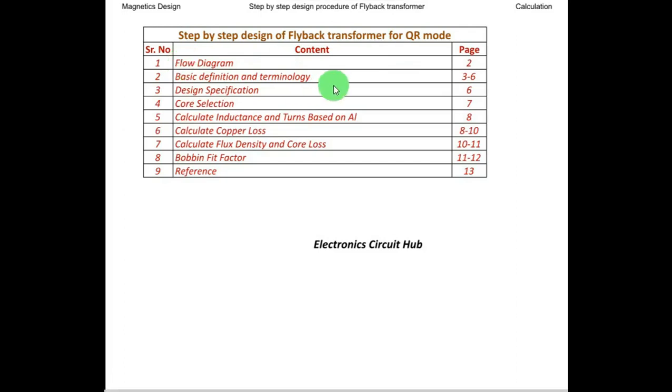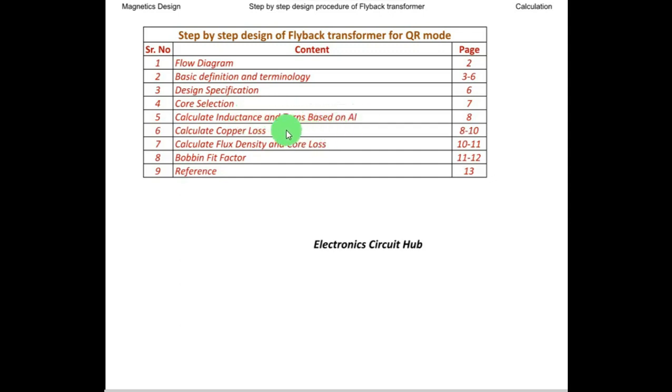I'll also cover the basic definitions and terminology. I'll talk about the design specification. I'll consider one power supply design, and I'll explain how you calculate your magnetics, how you do your magnetic designs. Then I'll explain the core selection. I will also talk about the calculation of inductance and turns based on the AL value.